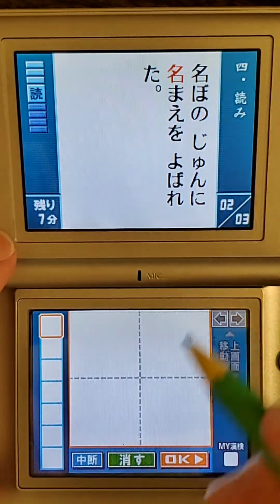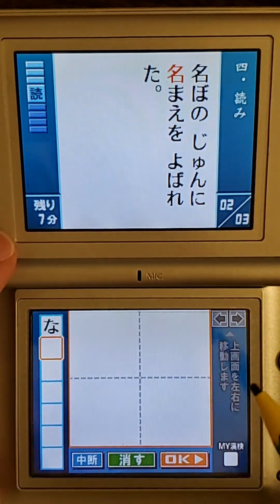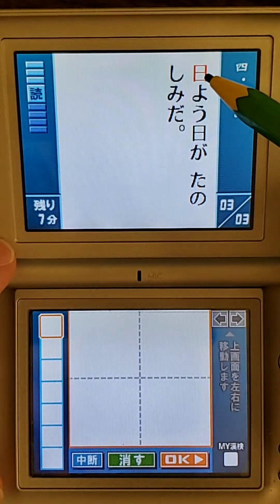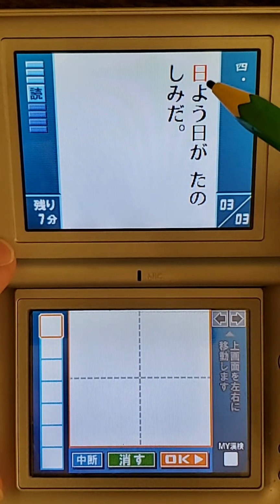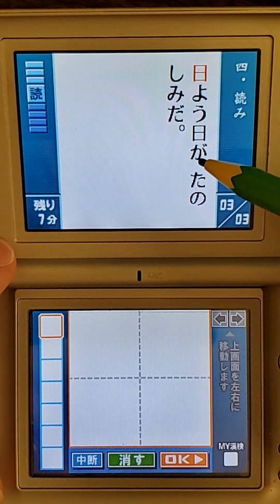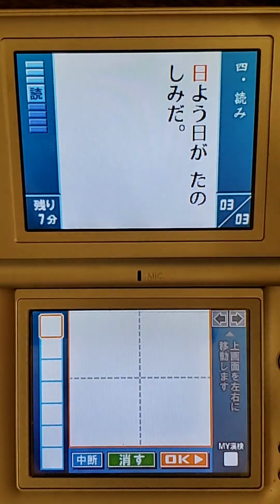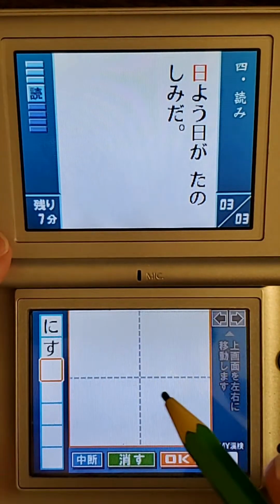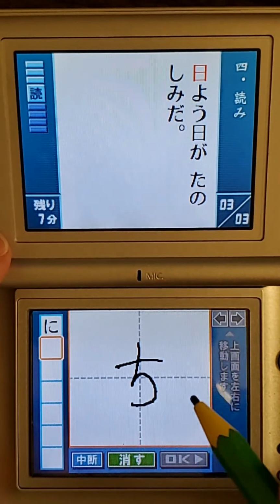So same kanji but different readings. Na, namae. Nichiyobi. So this is the same kanji but different readings too. So nichi and bi, nichiyobi. So Sunday ga tanoshimi da. I'm excited for Sunday for some reason. I don't know why, but they're excited. Nichi, not nisu, nichi.